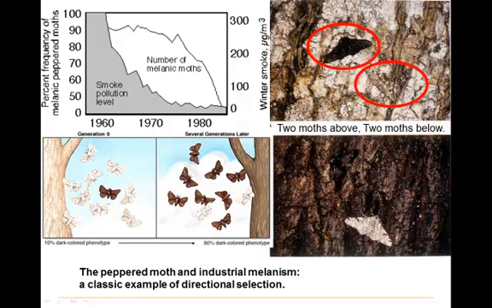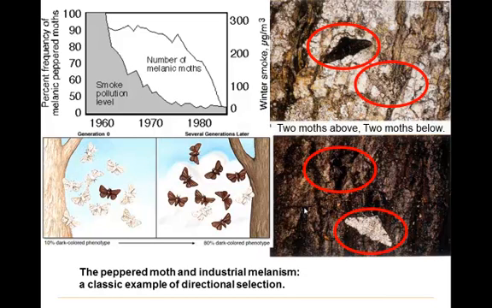That shows two moths above sitting on a light trunk, two moths below sitting on a dark trunk. There's the light one, it really stands out on the dark trunk, and there is a dark one on the dark trunk, again, not very visible. And you can see why you would have selection against the type that doesn't match the trunk.